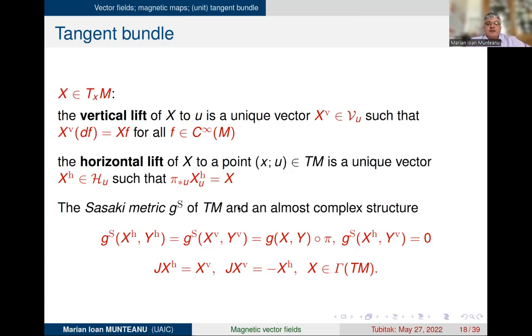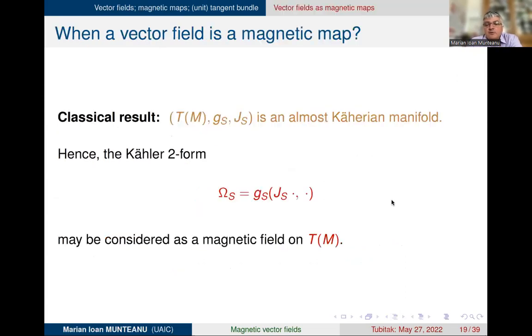And with respect to these lifts, we can define the Sasaki metric on TM. That means they preserve the length from the base manifold and make the horizontal and vertical parts orthogonal. We can also define an almost complex structure, J, which maps horizontal to vertical and vertical to minus horizontal. And TM, with respect to these two geometric objects, is an almost Kählerian manifold. It is very well known. That means the two form omega S, the Kähler two form, is closed, and it can be considered as a magnetic field on TM. So we will work with this magnetic field.